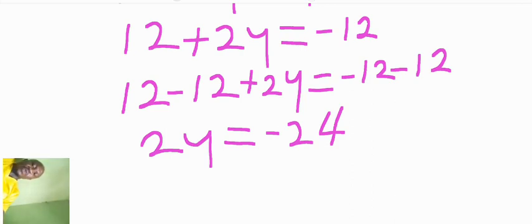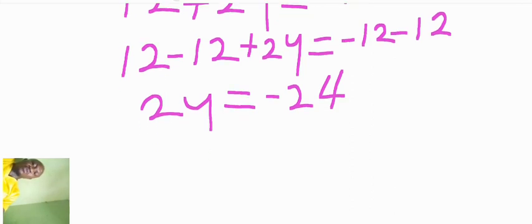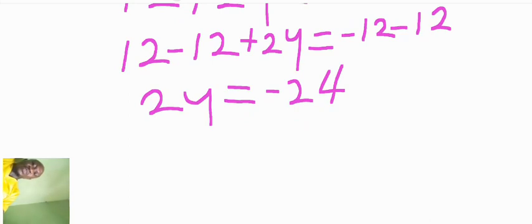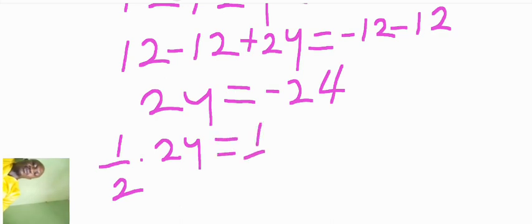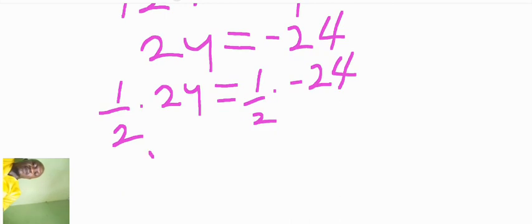Now, we are not looking for 2y, but we are looking for what? 1y, it means that the coefficient of y should be what? 1. So we have to multiply both sides of the equation with the multiplicative inverse of 2. And what is the multiplicative inverse of 2? It's 1/2. So in doing that, we have 1/2 times 2y is equal to 1/2 times negative 24. So at the left hand side, I have y to be equal to, and at the right hand side, I have negative 12. So that is the value for y.